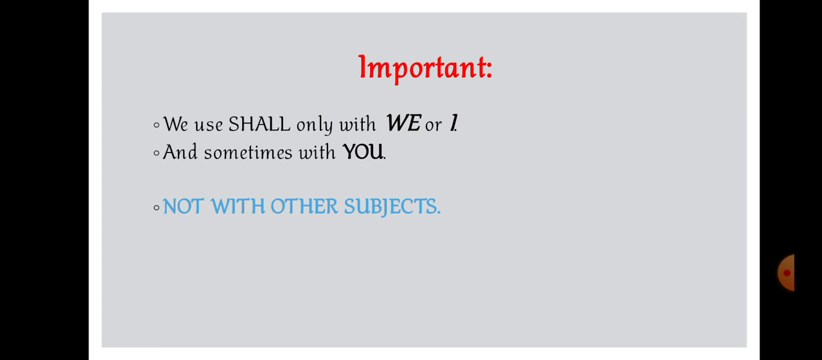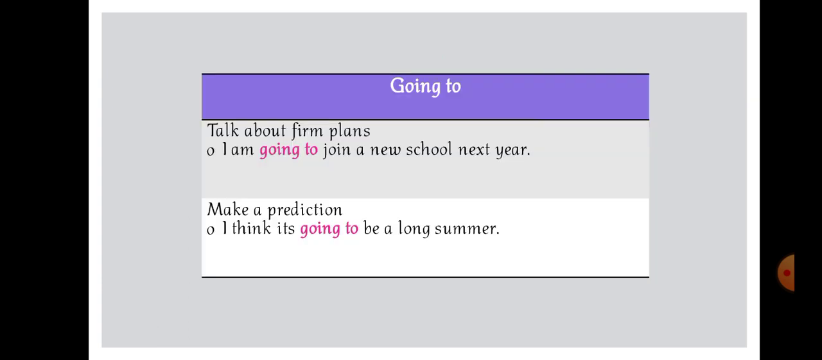Now, today we are continuing with the third phrase we use to talk about future time, the third way, that is going to. There are two situations where we use going to in the future: to talk about firm plans and to make a prediction.